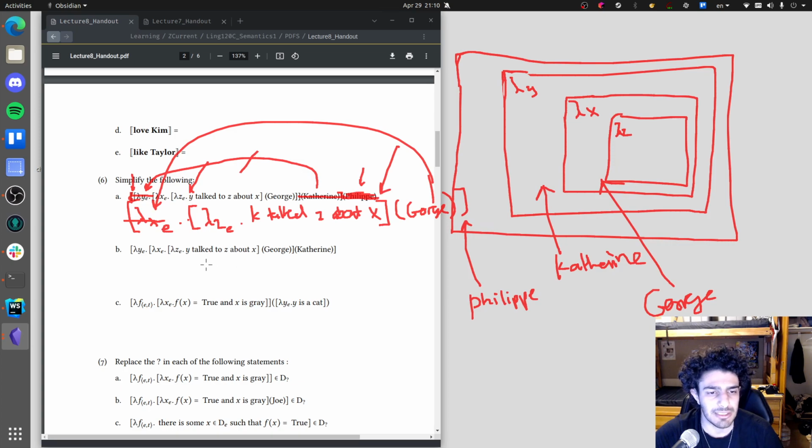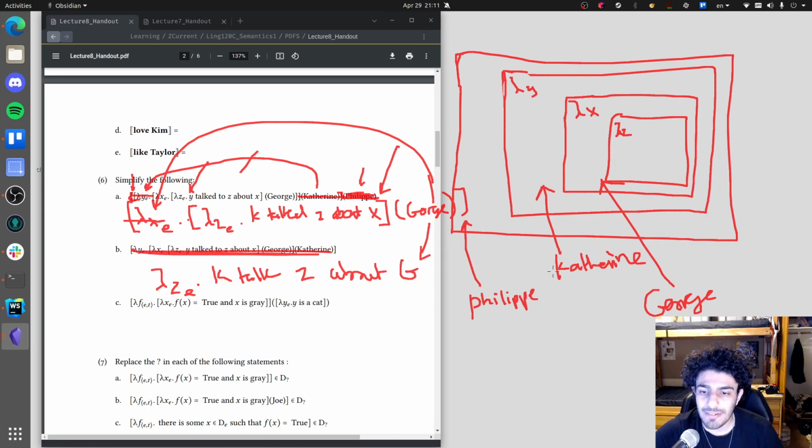So now our sentence, so ignore this stuff, our sentence is lambda z of type E, Catherine talked to z about George, and I'm going to abbreviate as well.